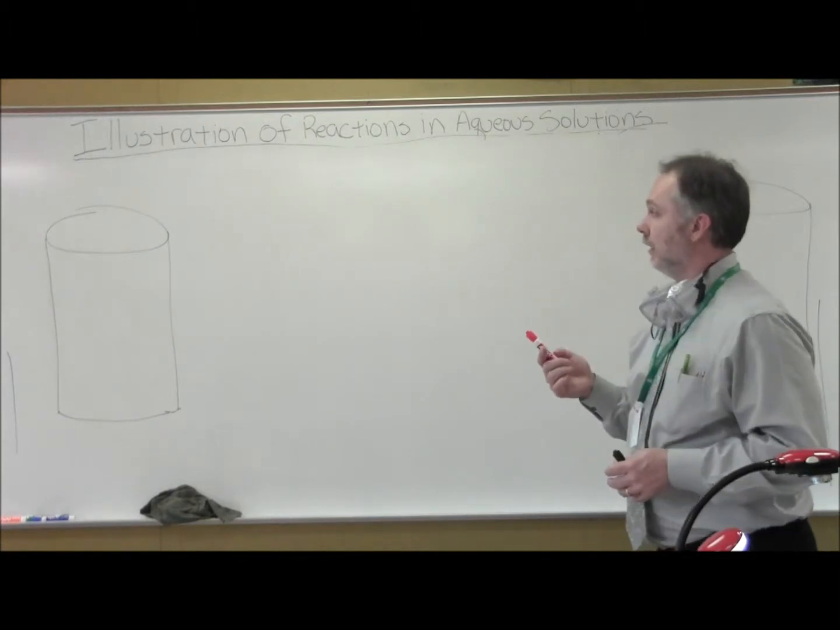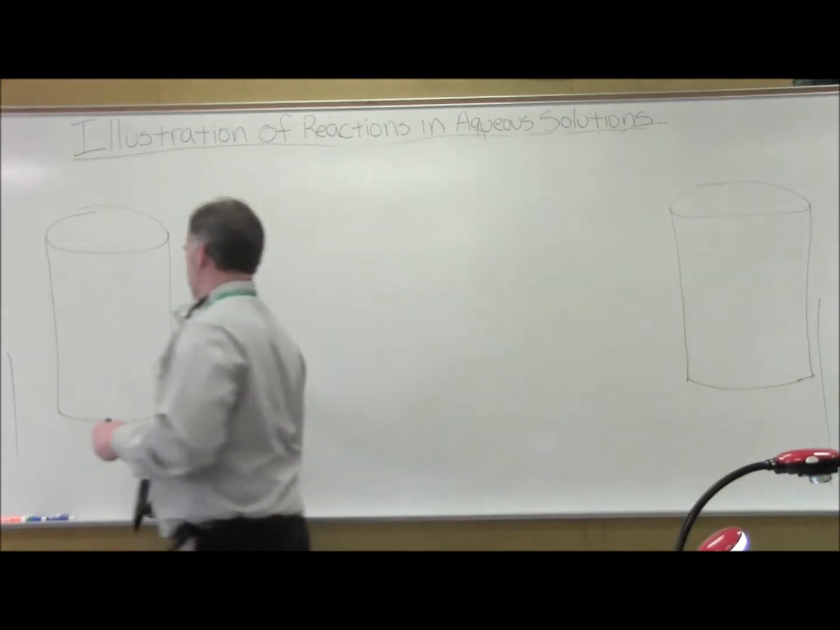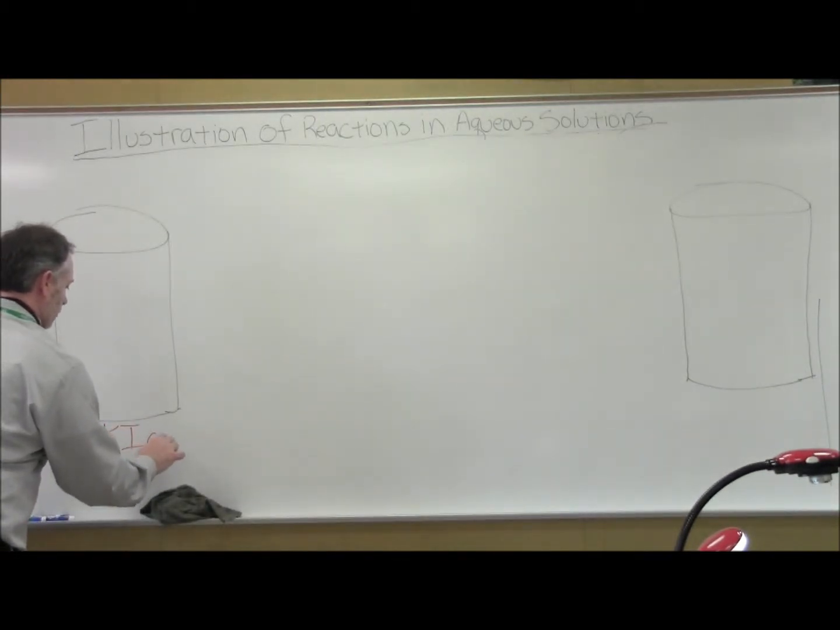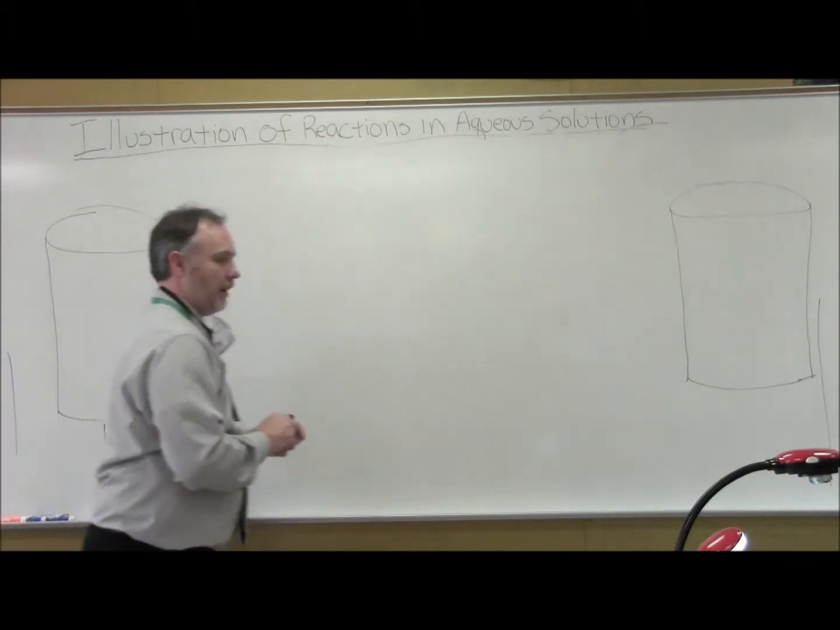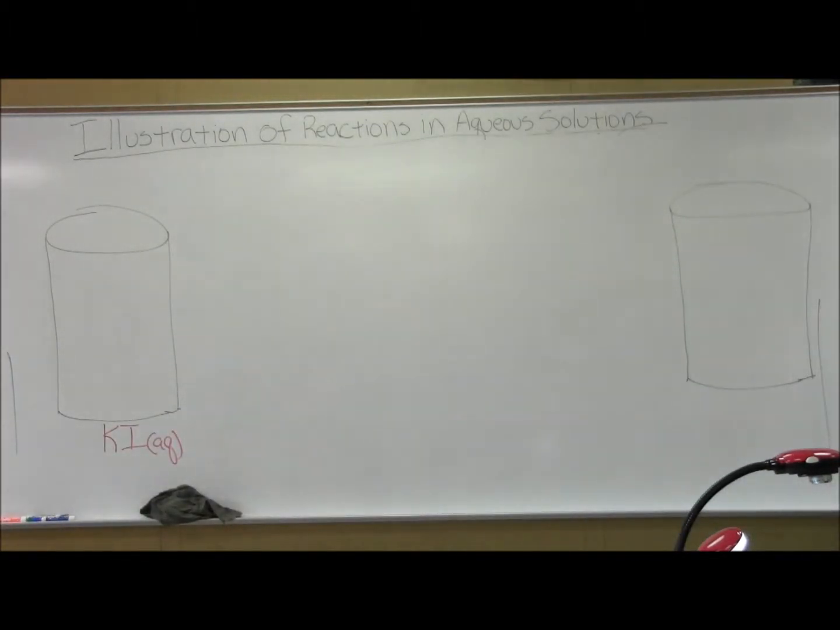So first of all, we're going to have a picture. We're going to have a beaker over here with potassium iodide solution, KI(aq) symbol. That'll be one of our reactants.